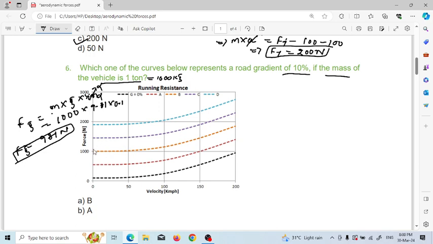So approximately 981 is equal to 1000. So this curve will be the right answer. So this is option A, which is the big line, is the correct answer.